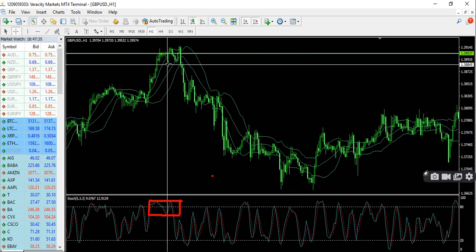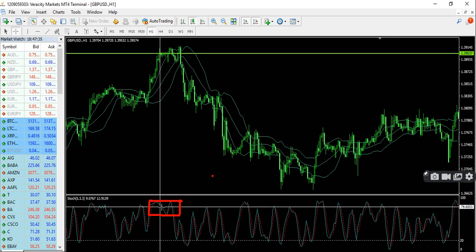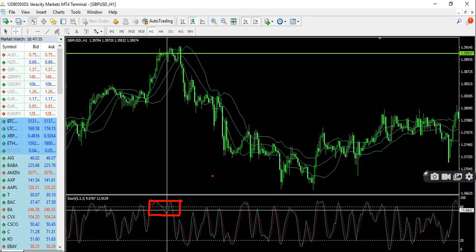All you've got to do with these two indicators, you don't enter using only one. You have to use the second one to confirm your entries, guys.